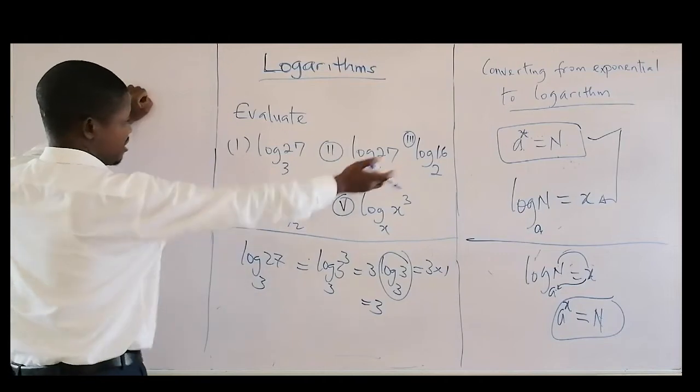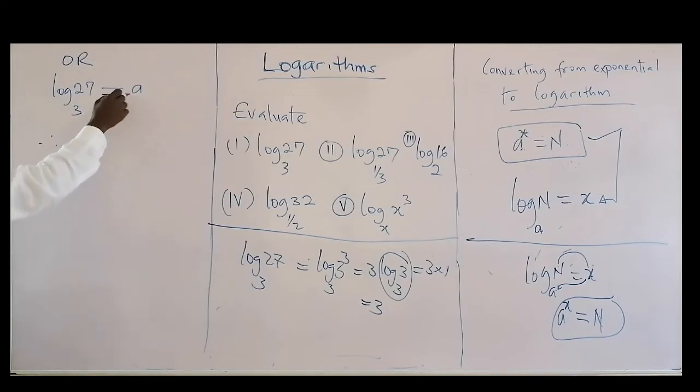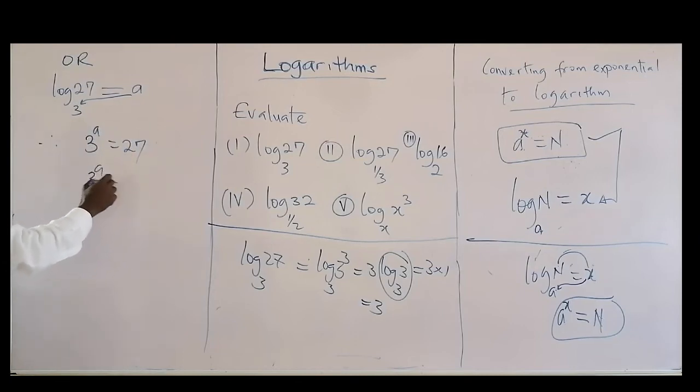If you want to solve it using these techniques, you have another method. You have this question in logarithm form. You can give it a name. Let it equal to a. Then turn this to exponential, and now the 3 with a on top equal to what? 27. Then 3 to the a equals 27, which is 3 power 3. When the bases are equal, the powers will be equal to each other.